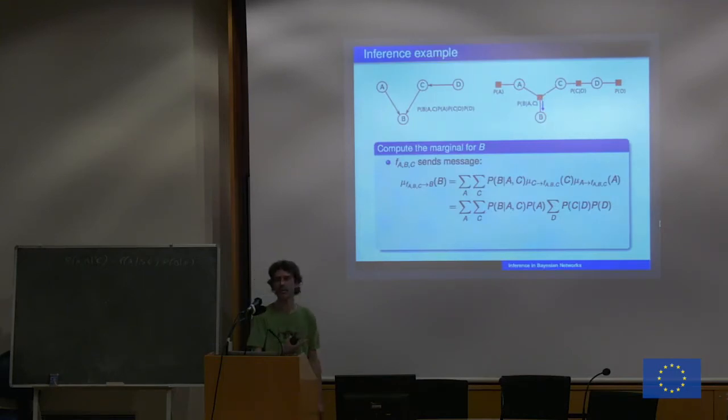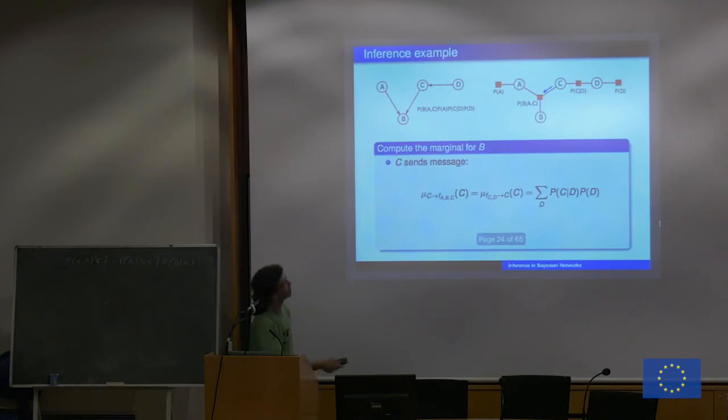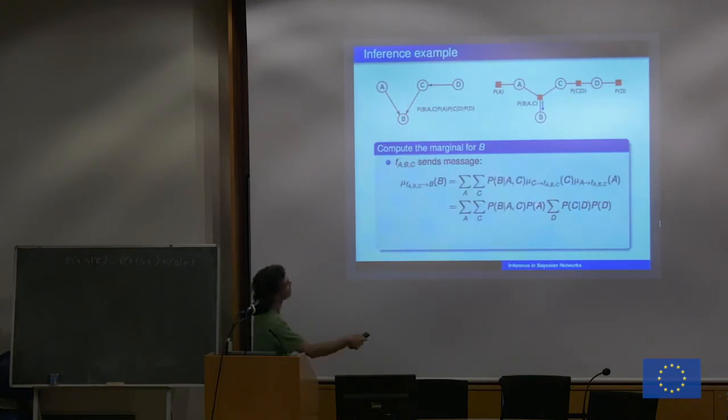B has only one incoming link, so that message is the marginal probability. Okay? And if you think of it, the message from A here was P(A). The message from C, we see it here, was sum over D of P(C given D) times P(D). So if I plug it here, I get P(A) and sum over D of P(C given D) times P(D). This is the local probability. I sum over A and C.